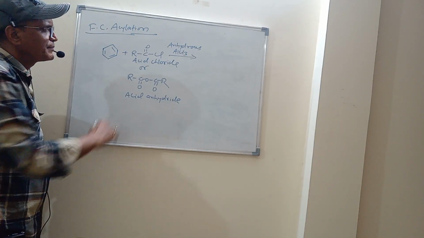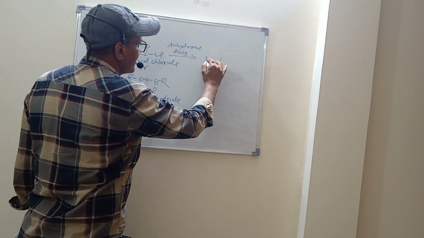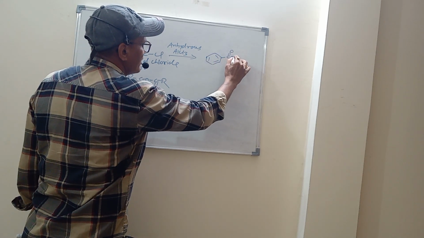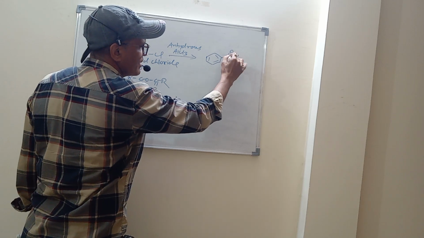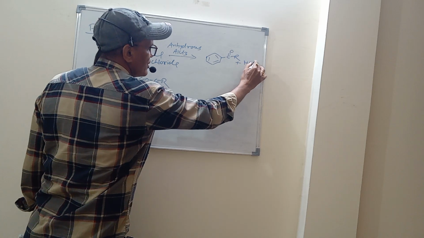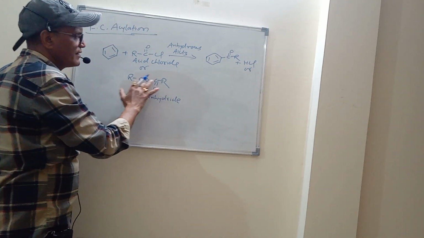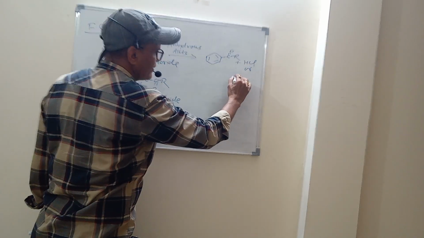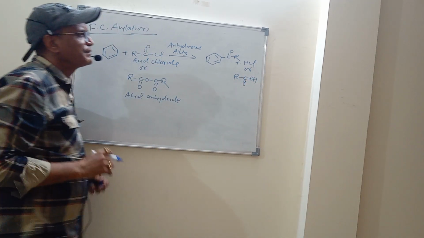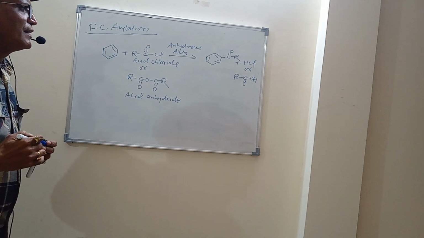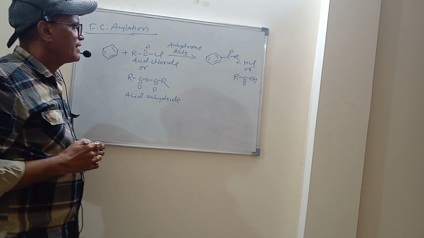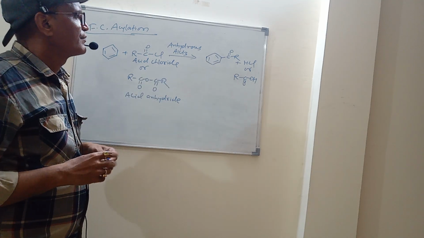Acid anhydride. And here we'll get acyl benzene, this is the acyl group. The byproduct will be HCl, or if I consider this one, then the byproduct will be a carboxylic acid. So the product here, we have aromatic ketones in this case.